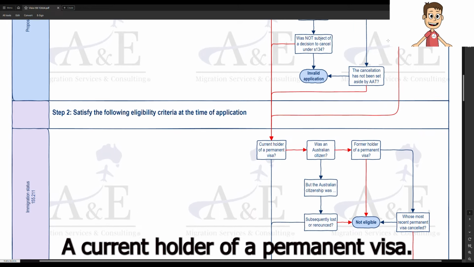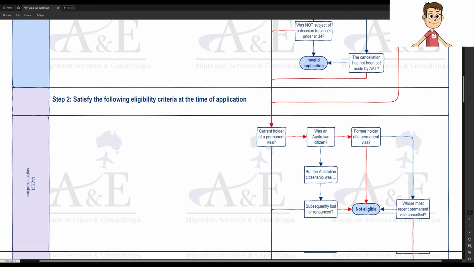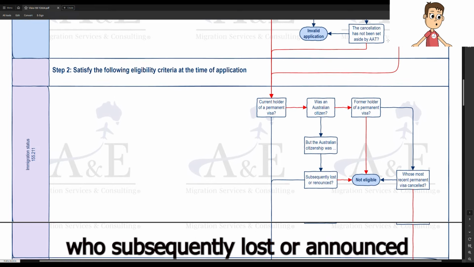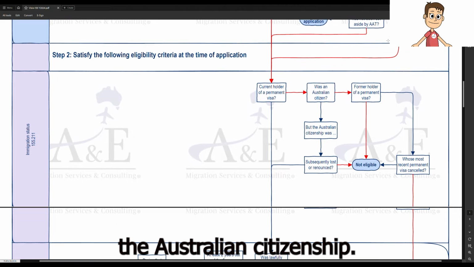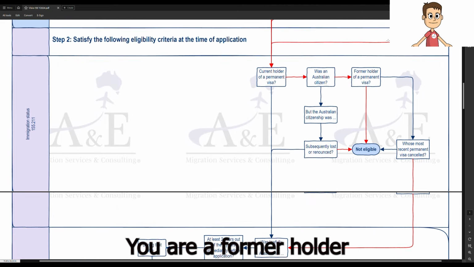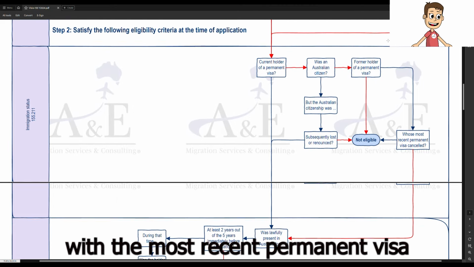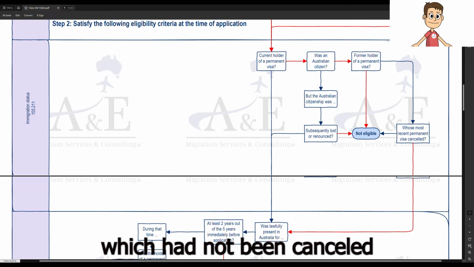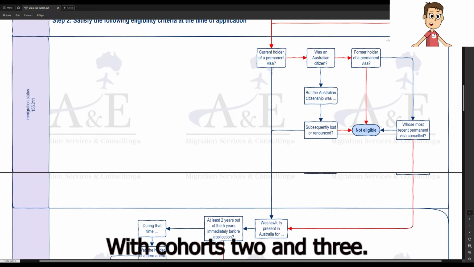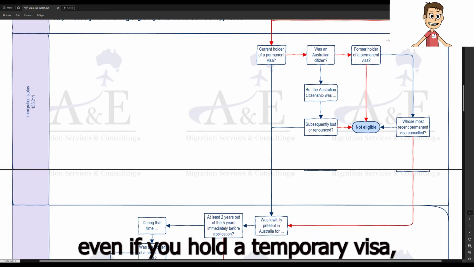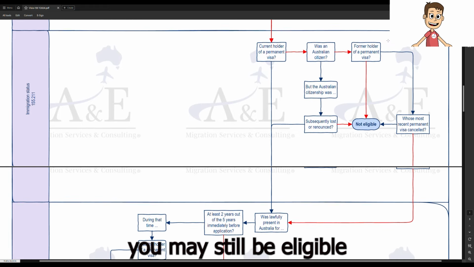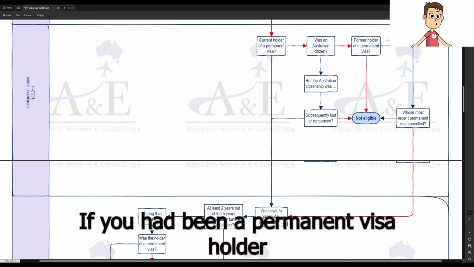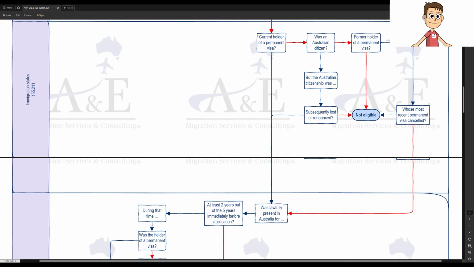A current holder of a permanent visa. You are an Australian citizen who subsequently lost or renounced the Australian citizenship. You were a former holder of a permanent visa with the most recent permanent visa which had not been cancelled. With cohorts 2 and 3, even if you hold a temporary visa, you may still be eligible for a resident return visa if you had been a permanent visa holder or an Australian citizen.